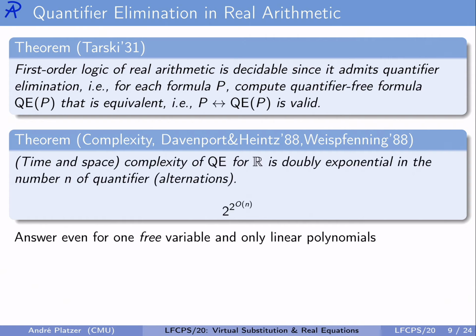And in particular, Weispfenning showed that this is the answer of the only description of the quantifier-free form, even if you have just one free variable and even if you only have linear polynomials. So doubly exponential it is, which isn't amazing. But what is amazing is it's possible at all. And what's also useful is that oftentimes we ask closed formulas, the ones that we just would like to decide instead of computing a criterion under which it would be true.